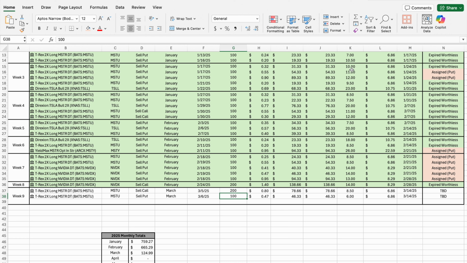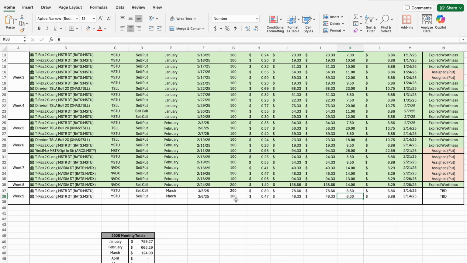Because if you remember, I do own 100 shares at an $11 strike price, 100 shares at a $12 strike price from week 3. I own another 200 shares right here of MSTU from week 7 at an $8.50 strike price. So if this call contract expires worthless and this put contract gets assigned, I will continue to lower my cost basis. I'll own 500 shares of MSTU, but that $6 strike price will lower my cost basis even further.